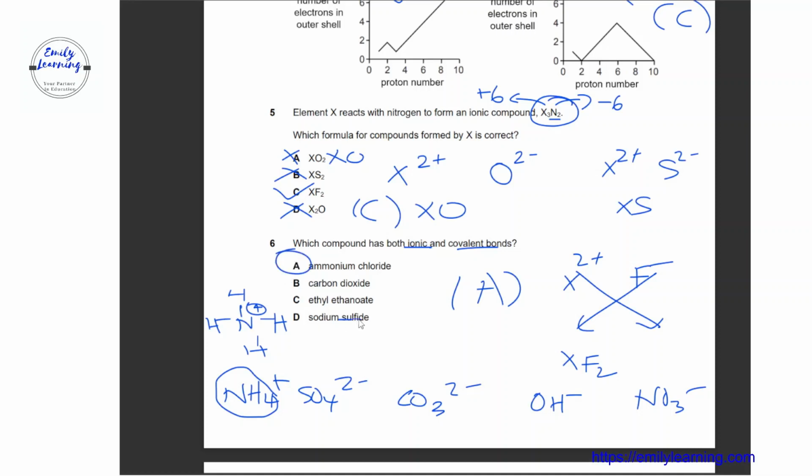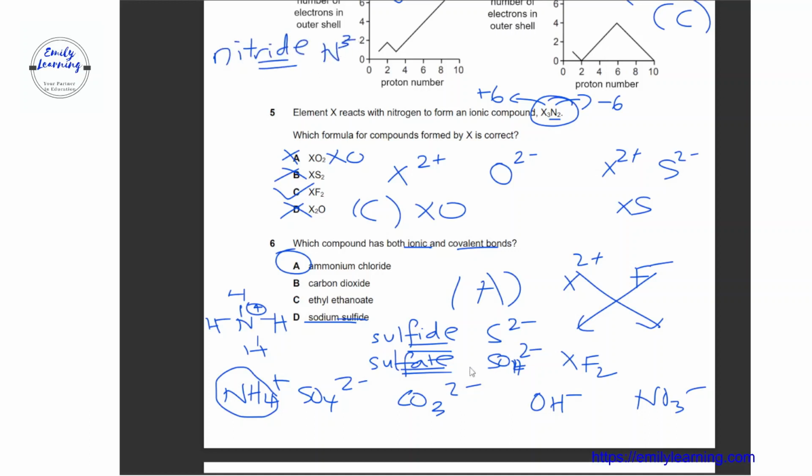Don't get confused with this. Some students confuse sulfide with sulfate. Sulfide, I-D-E, is S2 minus. Sulfate, A-T-E, is SO4 2 minus. So basically, when it ends with I-D-E, it is by itself, like nitride, I-D-E. It refers to N3 minus. When you have an ATE, then it is combined with oxygen, like nitrate.